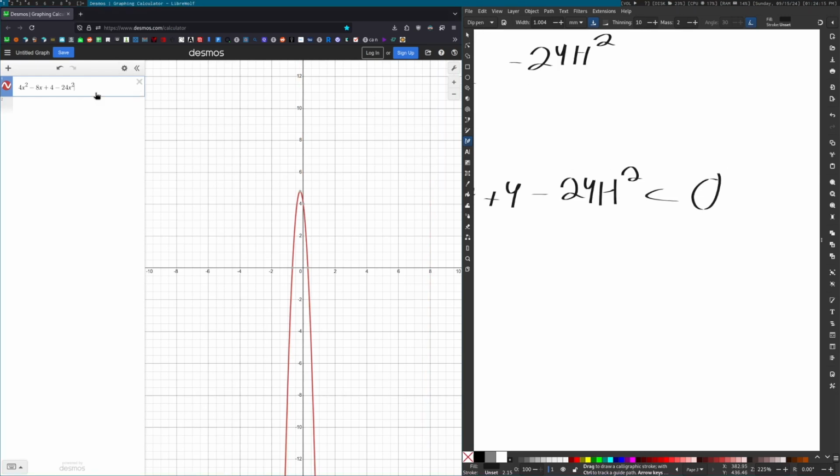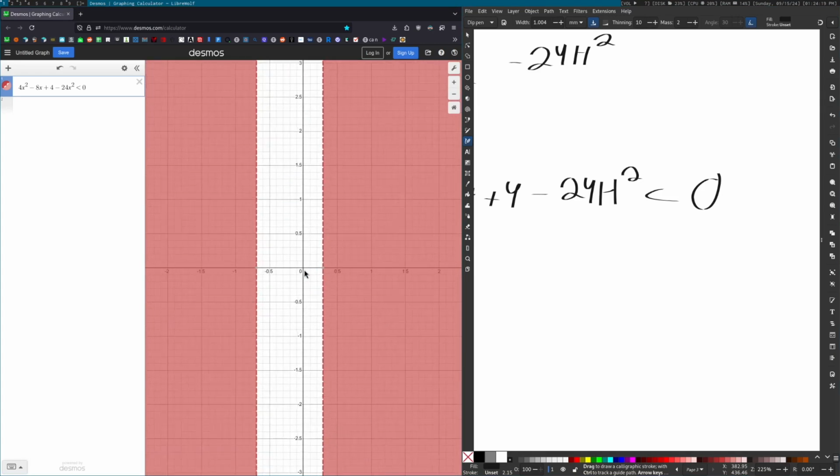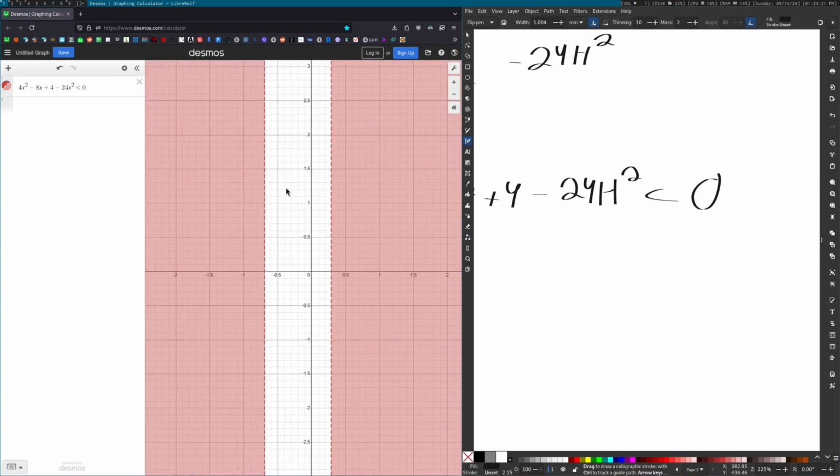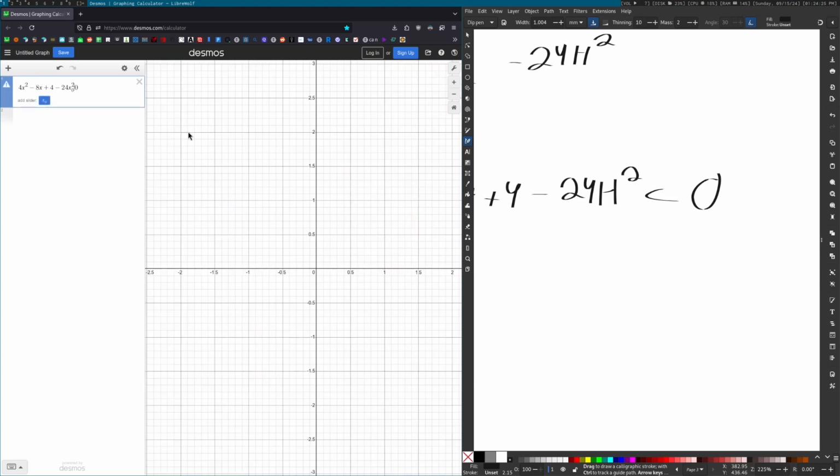And that is less than 0. If it didn't give you the shading, or if it was blocked on the graphing calculator, you could just set it equal to 0 and do the test point method that Ms. Frisbee showed.